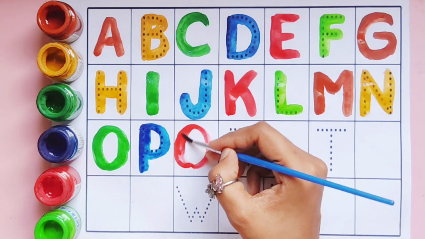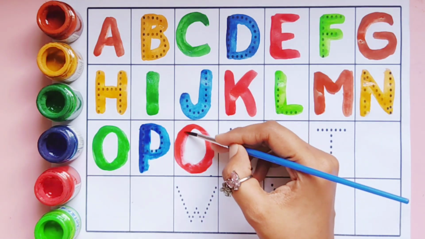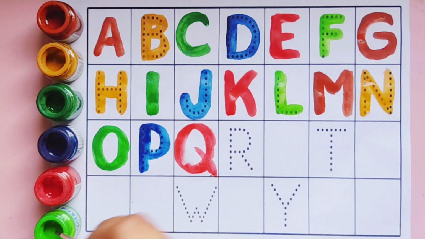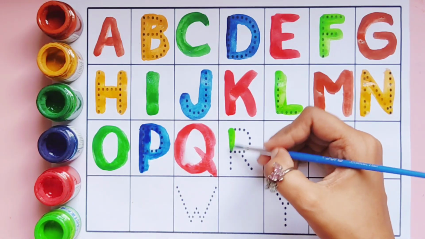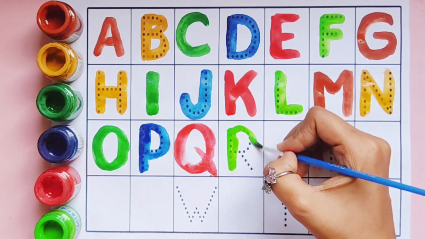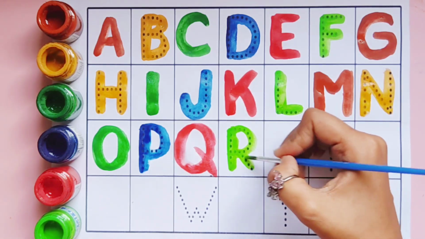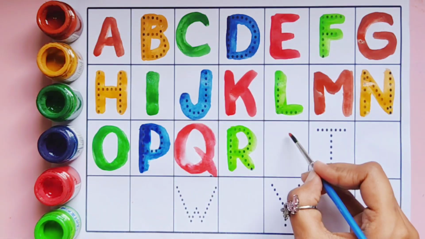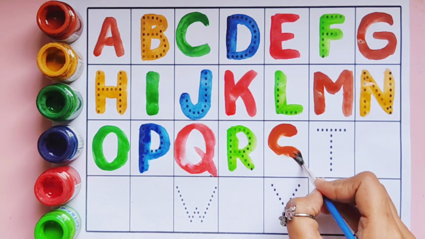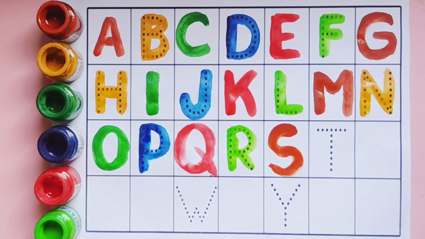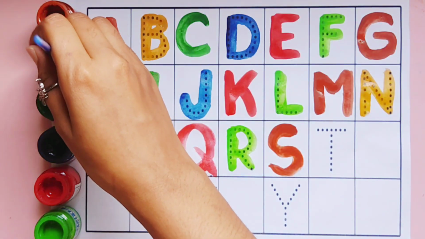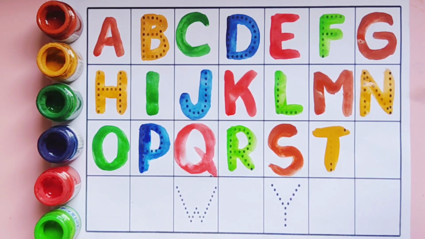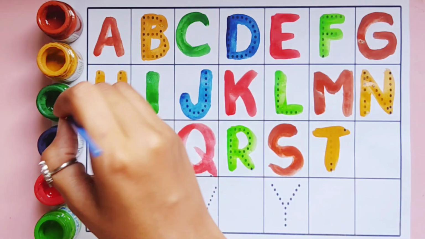Q for queen. R for rainbow. S for snake. T for tiger.